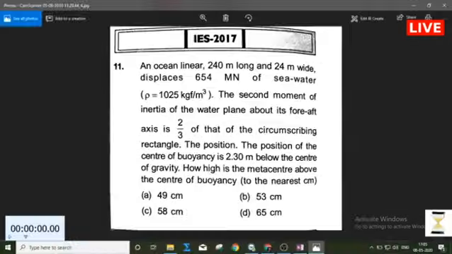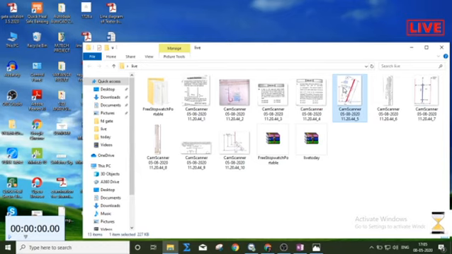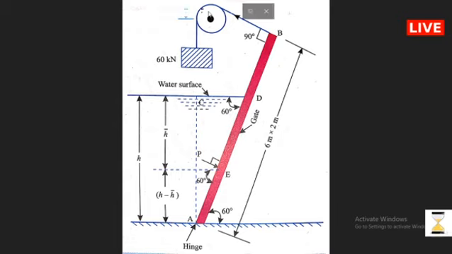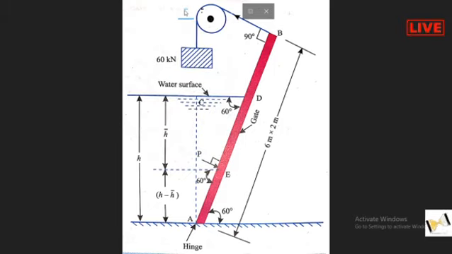Now we have to go to the next question. This is the next question, you see. It is saying here the gate is there, and this is the upstream side of this gate. On the upstream side there is a reservoir, and the water is kept stagnant by this reservoir using this gate.